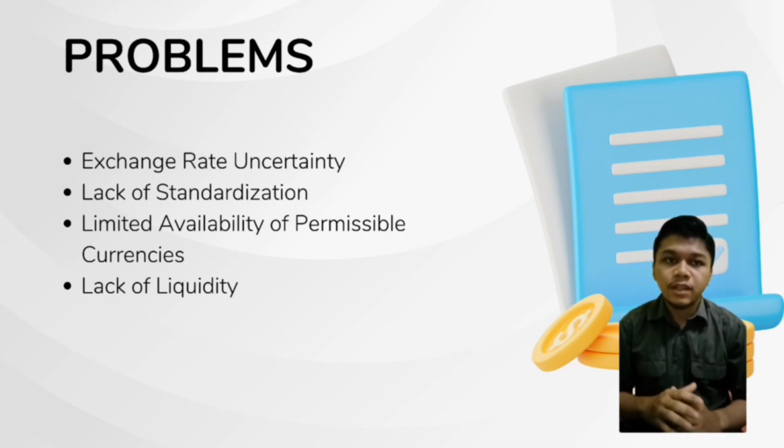The next one is limited availability of permissible currencies. Islamic finance restricts Bai Al-Sarf transactions to permissible currencies that have intrinsic value or are issued by authoritative bodies. However, the availability of such currencies may be limited, especially in certain regions or certain currency pairs, which can restrict the options for currency exchange.